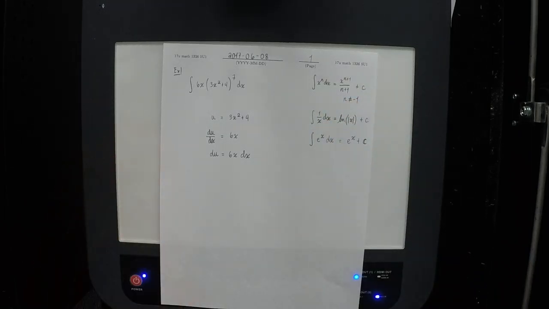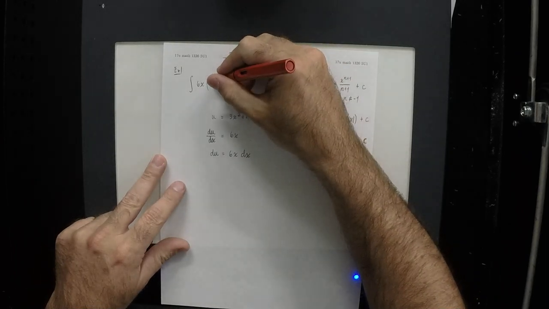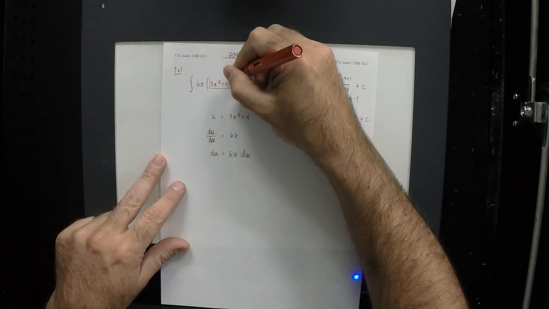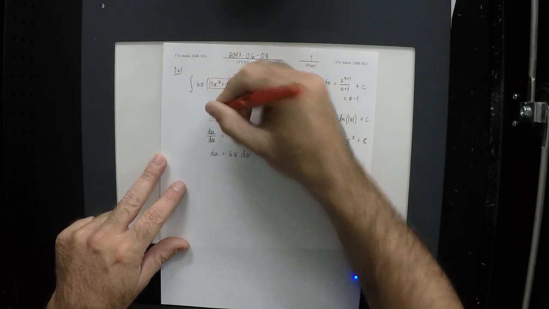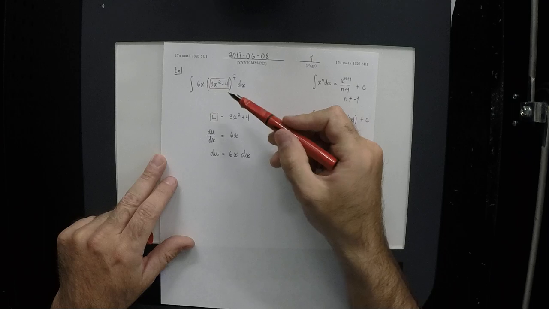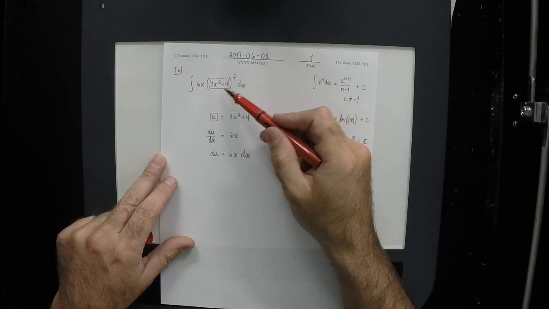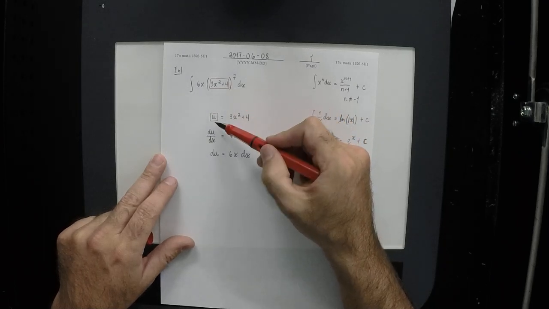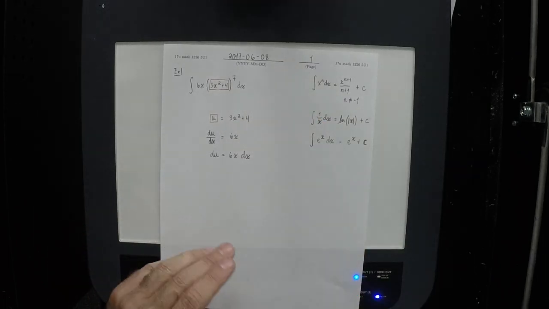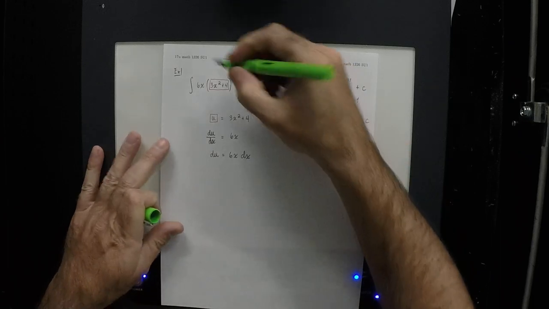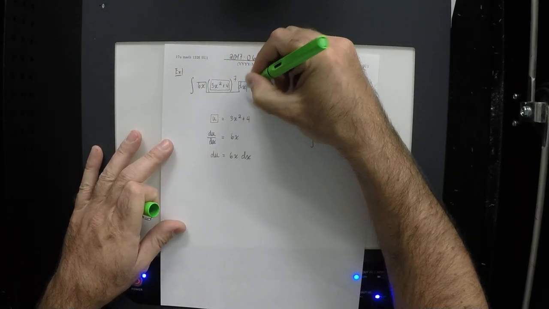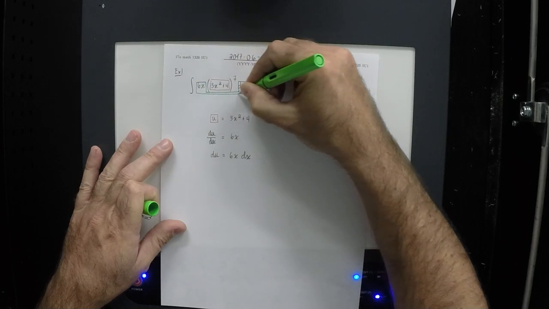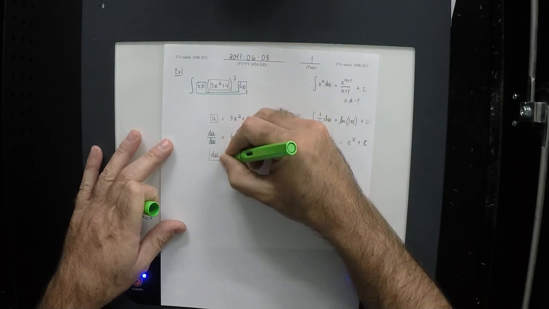So this stuff in red is going to be covered by the u. All of the stuff in x's in this red box is going to be covered by u's in this red box. Similarly, the 6x dx is going to be covered by the du.